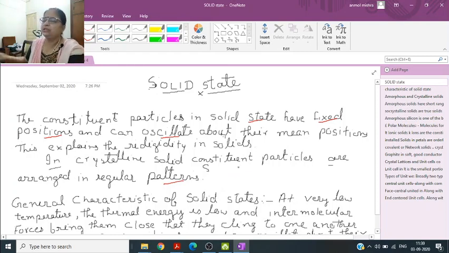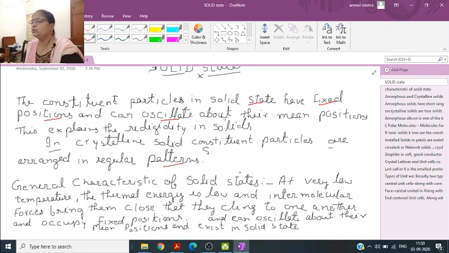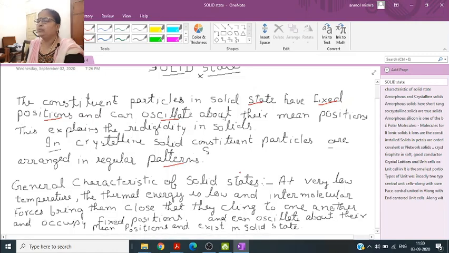Now, what are the general characteristics of solid state? At very low temperature, the thermal energy is low and intermolecular forces bring the particles so close that they cling to one another and occupy fixed positions, can oscillate about their mean positions, and exist in solid state.